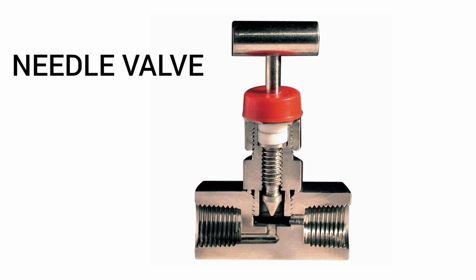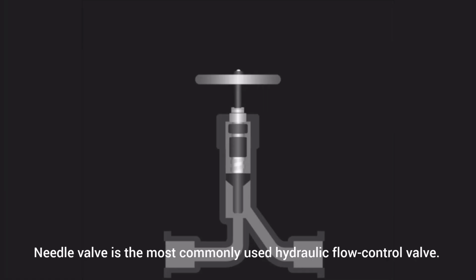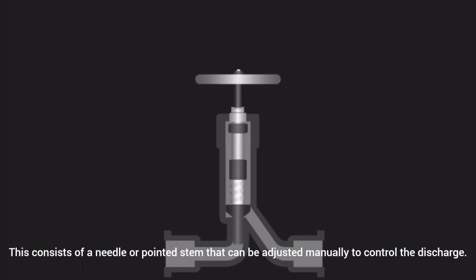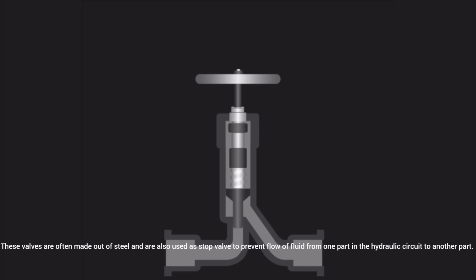Next, needle valve. Needle valve is the most commonly used hydraulic flow control valve. This consists of a needle or pointed stem that can be adjusted manually to control the discharge. These valves are often made out of steel and are also used as stop valve to prevent flow of fluid from one part in the hydraulic circuit to another part.